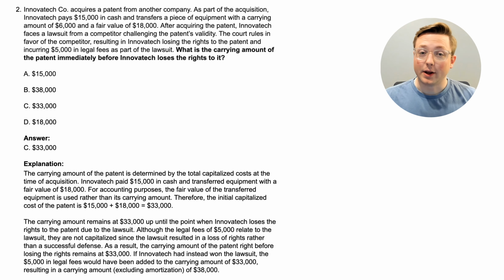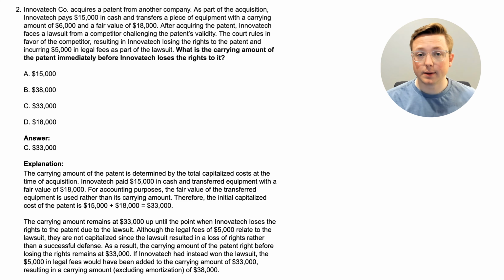All right, the answer is C, $33,000 is going to be the carrying amount before they lose the rights to it when they lose that lawsuit. So let's go over this. The carrying amount of the patent is determined by the total capitalized costs at the time of acquisition. Innovatech paid $15,000 in cash, so that's one part of it. That's an easy part to remember. And they transferred equipment with a fair value of $18,000. So that's one thing that you need to remember.